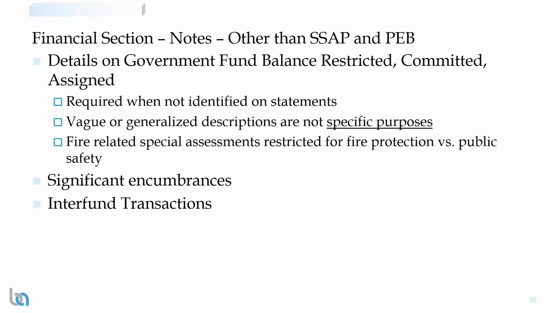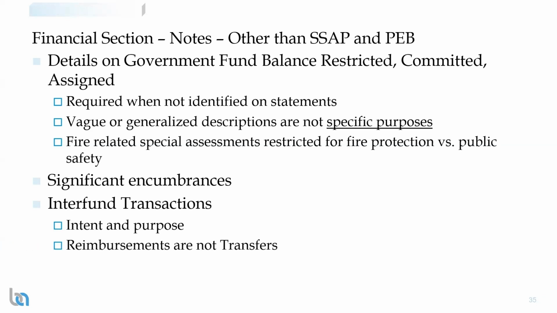Significant encumbrances need to be disclosed. With regards to interfund transactions, for interfund transfers, the intent and purpose of the transfers need to be disclosed. Reimbursements are not transfers, so that's an area I think a lot of agencies need some cleanup, and it's industry-wide, I think it's not very consistent, but reimbursements technically are not transfers. Okay.